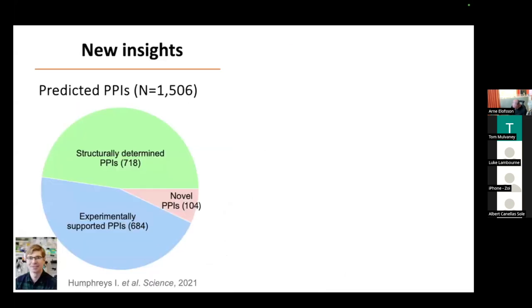So then we applied this pipeline to yeast, and we were able to predict 1,500 interactions. Yeast is so well studied that about half of our predicted interactions are known and the 3D structure is also solved. But about half of them were supported by previous experimental evidence, though how they would form a protein complex wasn't known. And there's a small fraction of novel interactions.